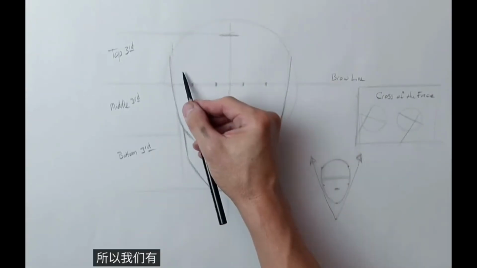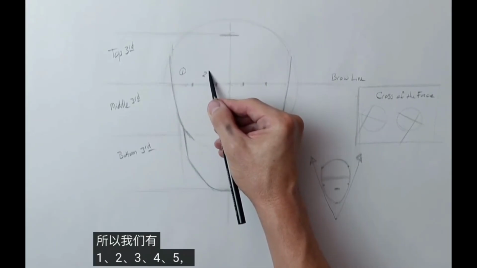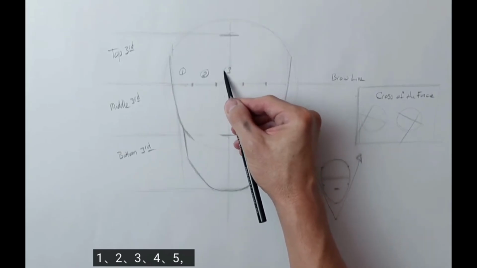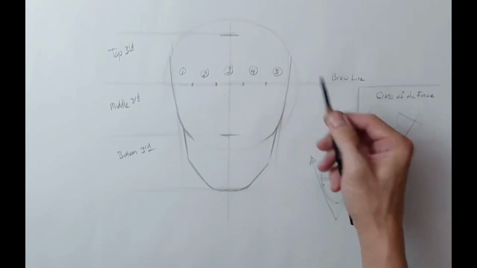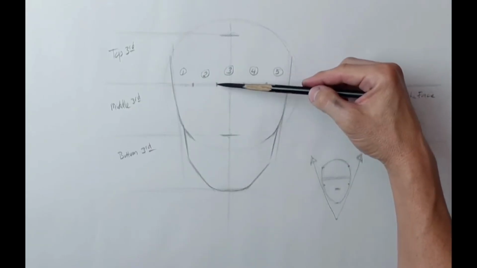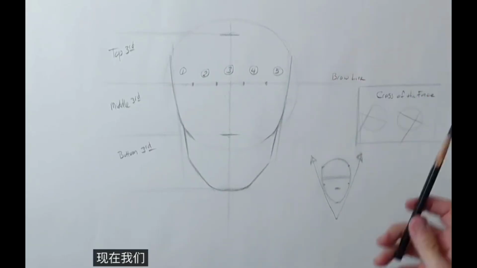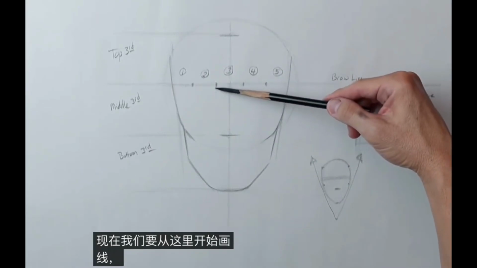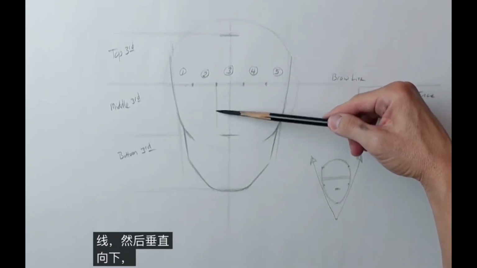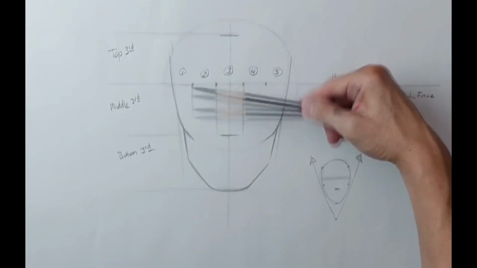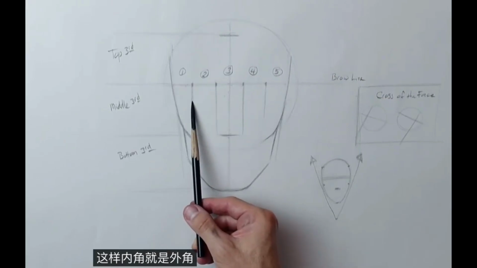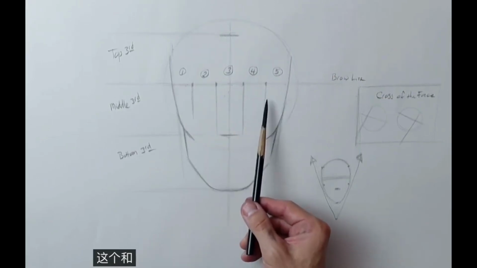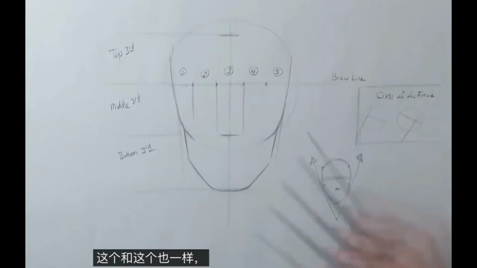So we have 1, 2, 3, 4, and 5. Nice. So now we're going to take this line right here and just come straight down. So the inside corner is going to be here, the outside corner on this line. Same with this one and this one as well.